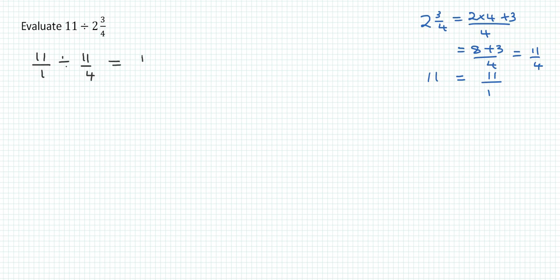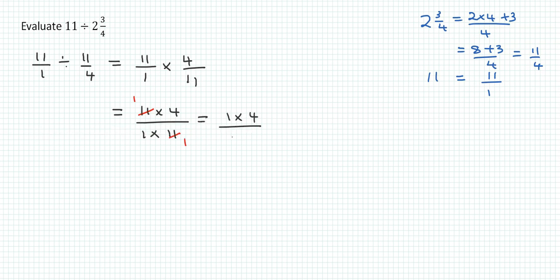So we leave the fraction on the left side of the division the same. And then the fraction on the right side of the division, we're going to exchange the numerator and the denominator and then change the sign to multiplication. And then we multiply across: 11 times 4 over 1 times 11. We have a common factor here, so let's cross out. 11 divided by 11, we have 1. 11 divided by 11, we have 1. So now we have 1 multiplied by 4 over 1 multiplied by 1. This is going to give us 4 over 1, which is 4.